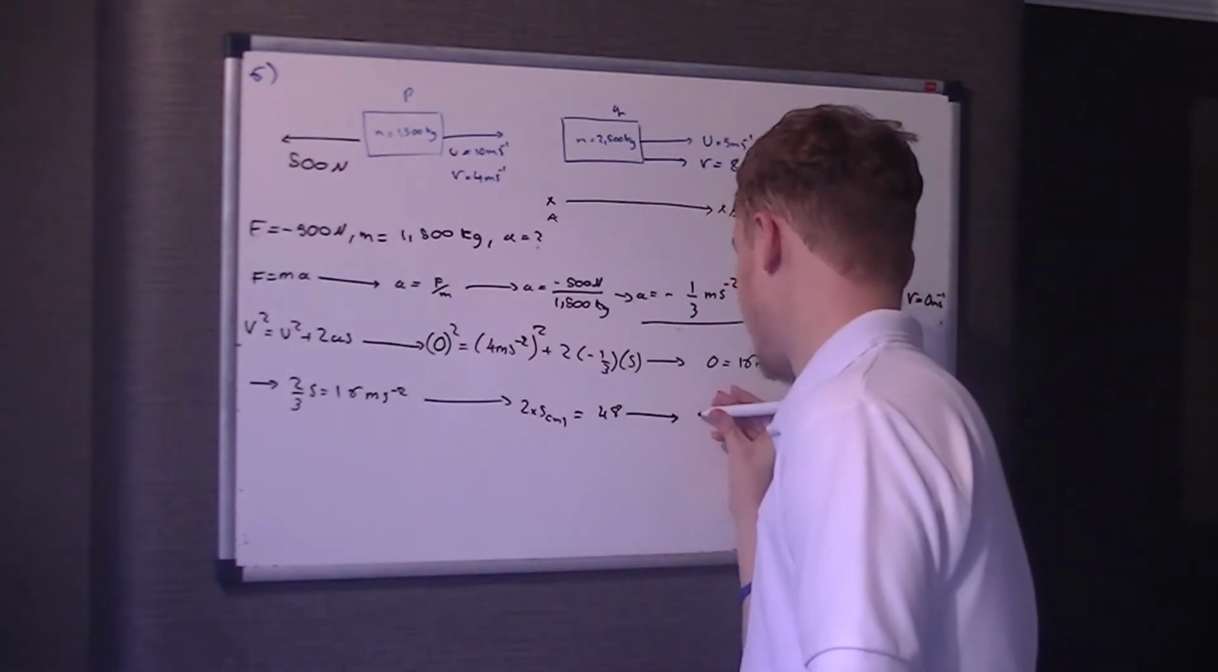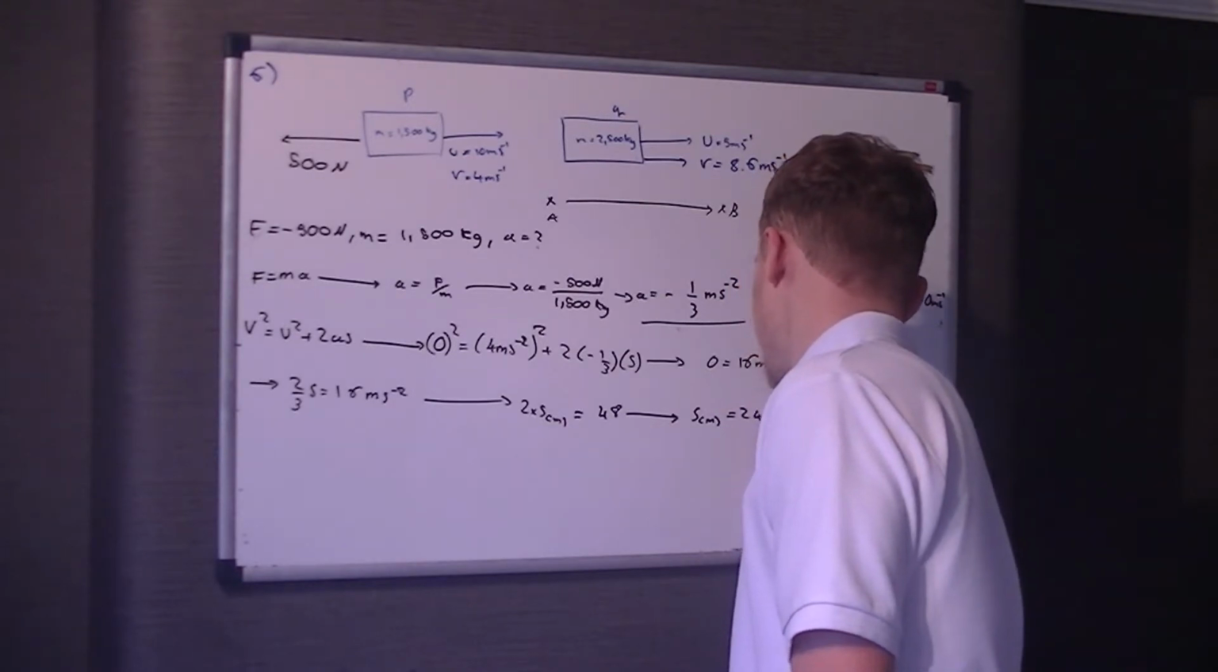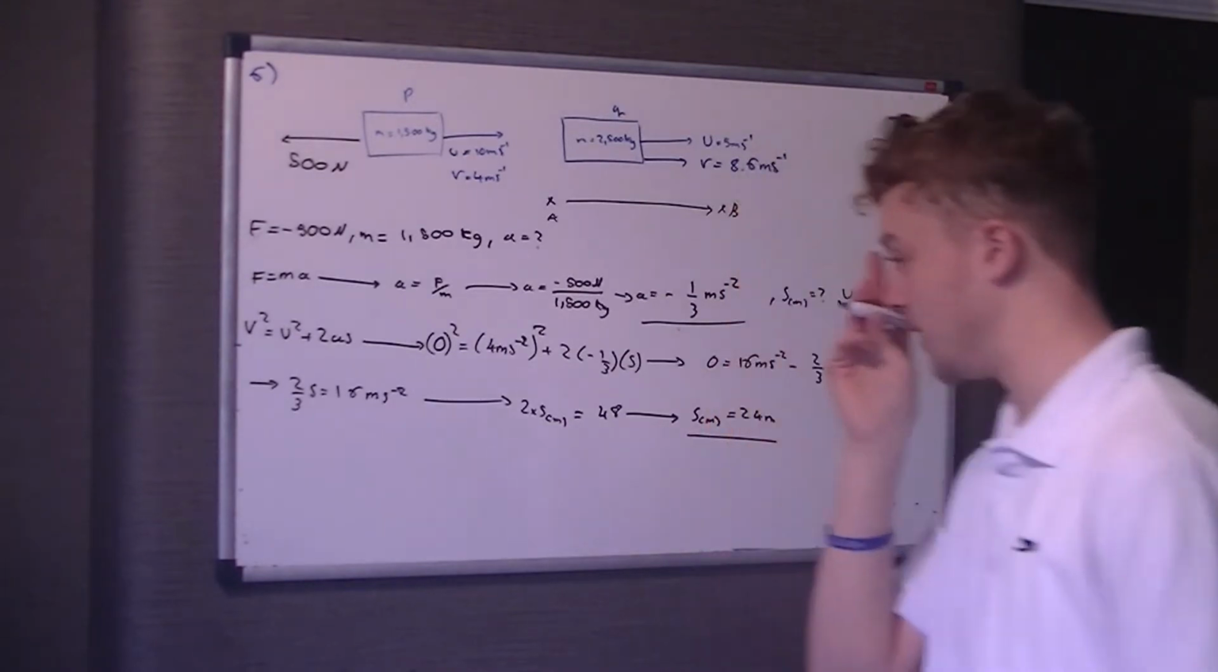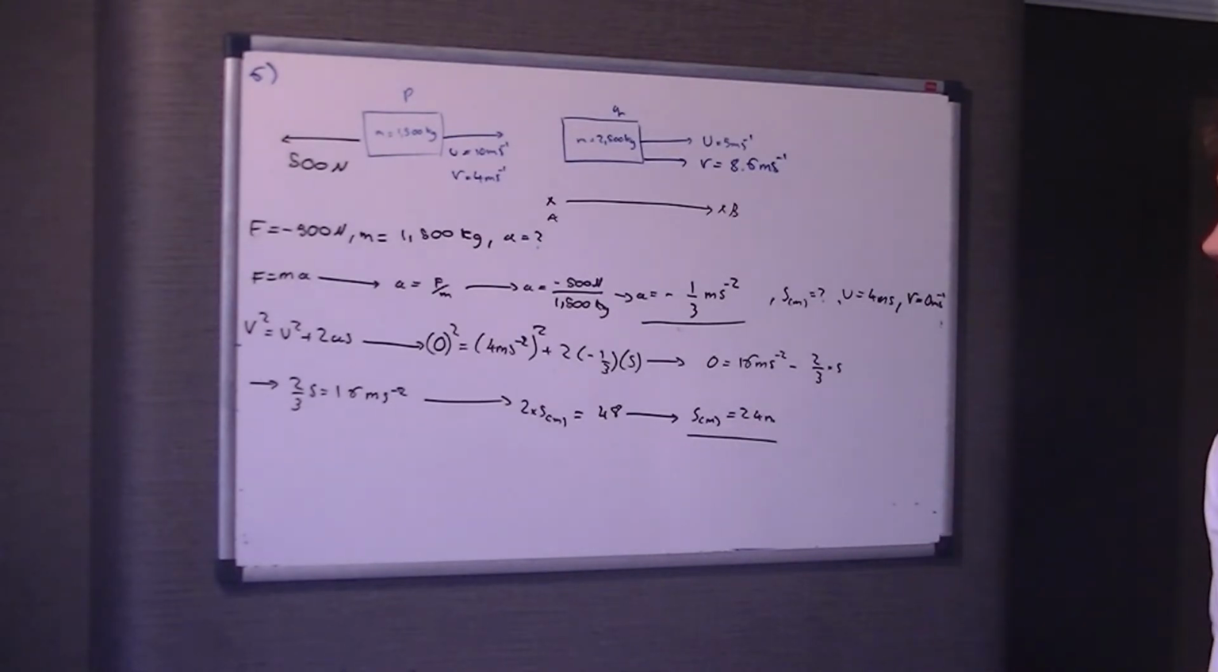And divide both sides by 2, which is s meters equal to 24 meters. So distance is equal to 24 meters. So therefore the distance A to B is equal to 24 meters. Don't forget to state that at the end, because you could put distance is 24 meters, but you don't know what that's the distance of. I mean, you do, but the examiner being picky probably wouldn't.